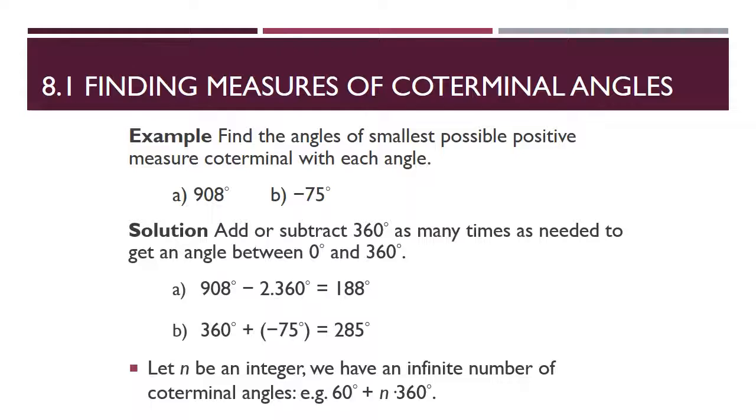It says let n be an integer. We have an infinite number of coterminal angles. For example, 60 degrees plus n times 360. What this is saying is that there is no limit to the number of coterminal angles that you can find. You can get ridiculously large or ridiculously small, because all you have to do is keep adding and subtracting multiples of 360.